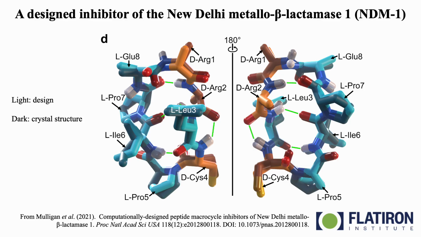And that's particularly significant because this is a molecule made of a mixture of left and right-handed amino acids, natural and non-natural amino acids. So we couldn't have done this with generative AI. We had to use physics-based methods.